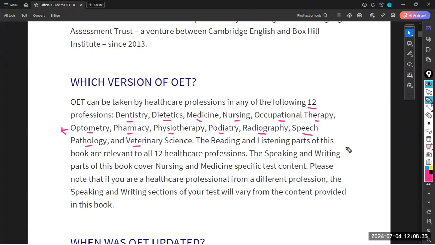So these are the professions about applying the OET exam. Absolutely, as I told you, everything is connected to the medical workplace. So this is the speaking and writing parts of the book. Exactly. So the writing section and the speaking section are connected to nursing and medicine specific test content.